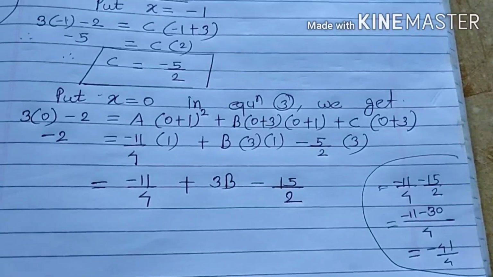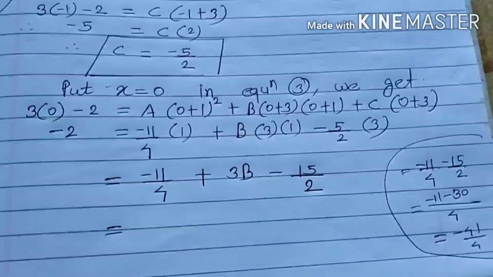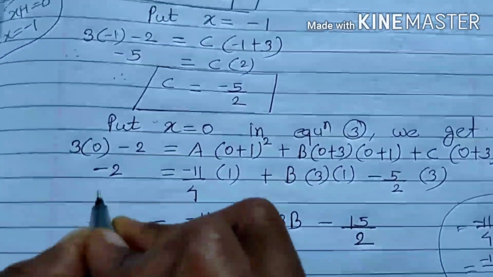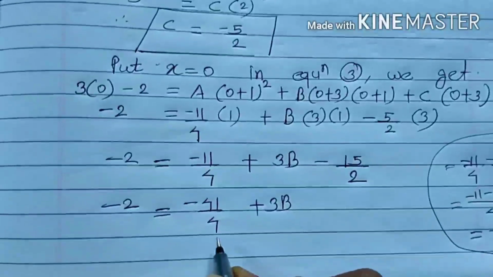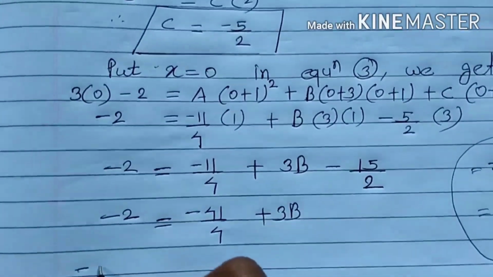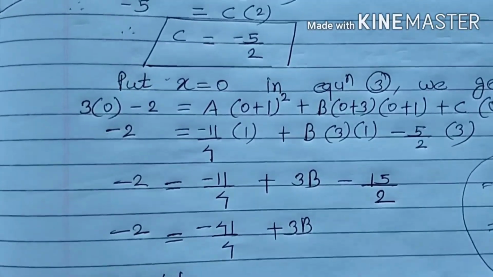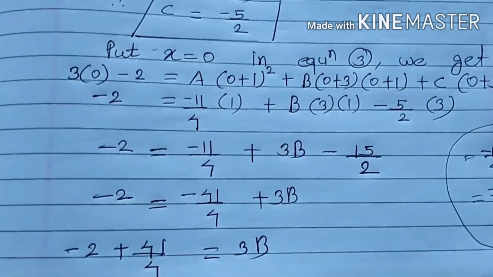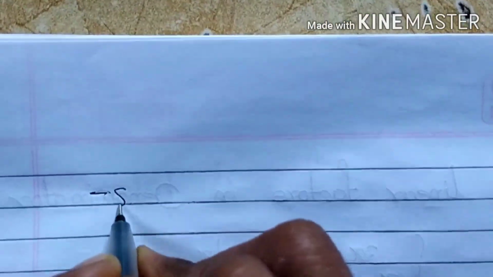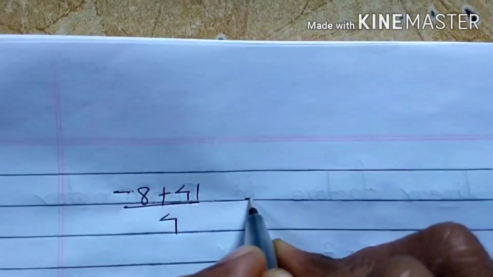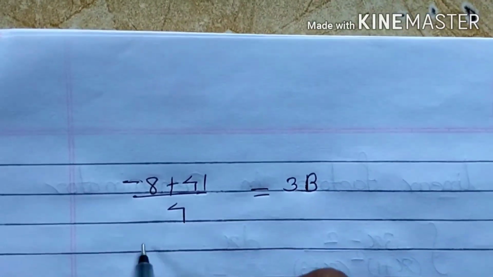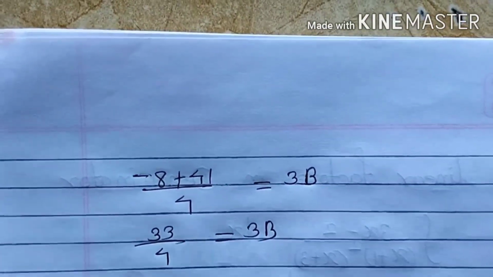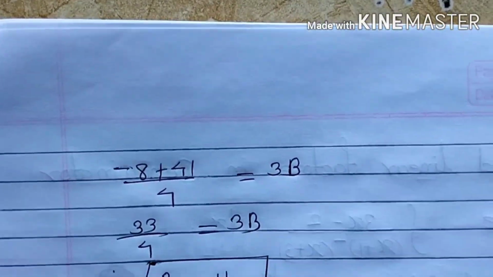You can calculate another way also. So it is minus 41 upon 4 plus 3b, and here is minus 2. So take this minus 41 upon 4 to this side. So minus 2 plus 41 upon 4 is equal to 3b. So it is 4 into 8, minus 8 plus 41 upon 4, which is equal to 3b. So it is 33 upon 4, which is equal to 3b. Therefore b is equal to 11 by 4. This is the value of b.